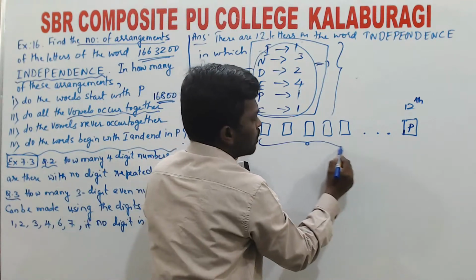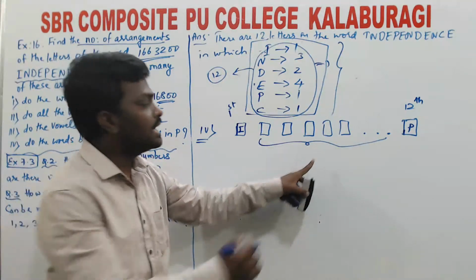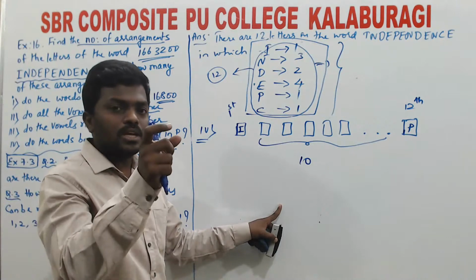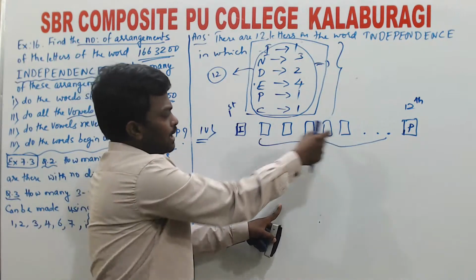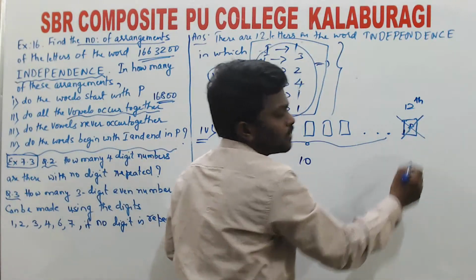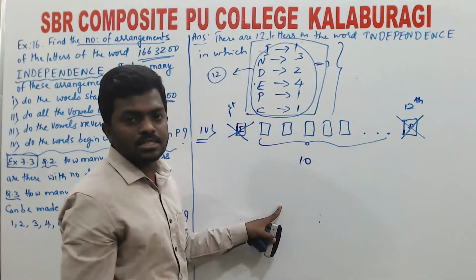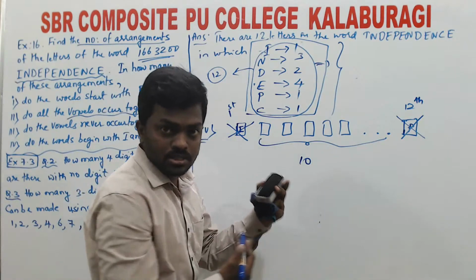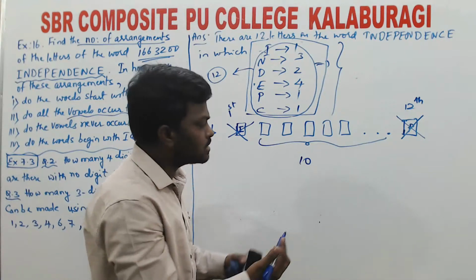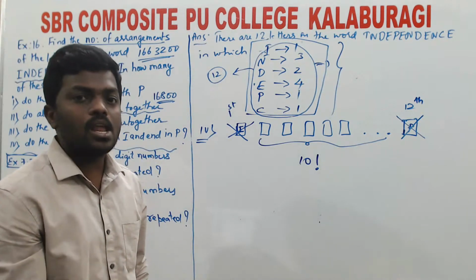We don't know how the arrangements are done in the remaining ten. There are 12 letters, right? In those 12 boxes, the first one is fixed and the second one is also fixed. How many boxes are left? 10 boxes are left now, and these 10 boxes can be arranged among themselves. If there were distinct objects, it would be 10 factorial only.